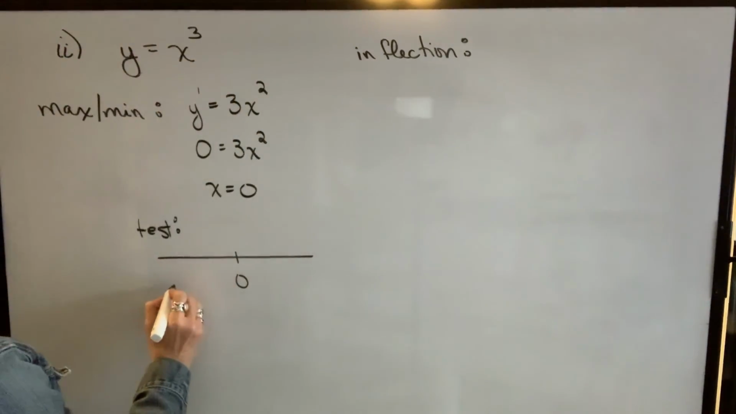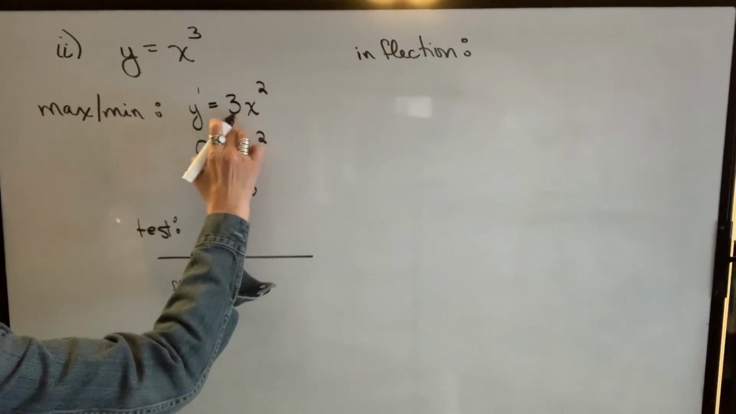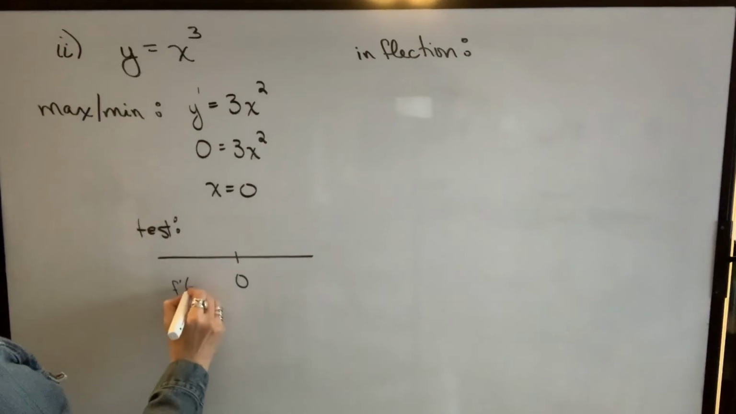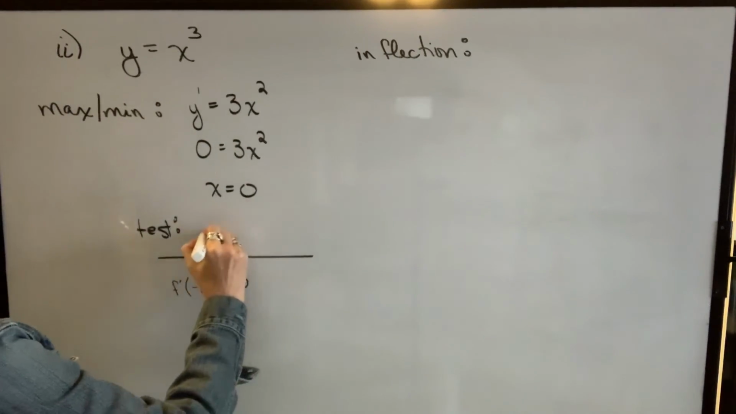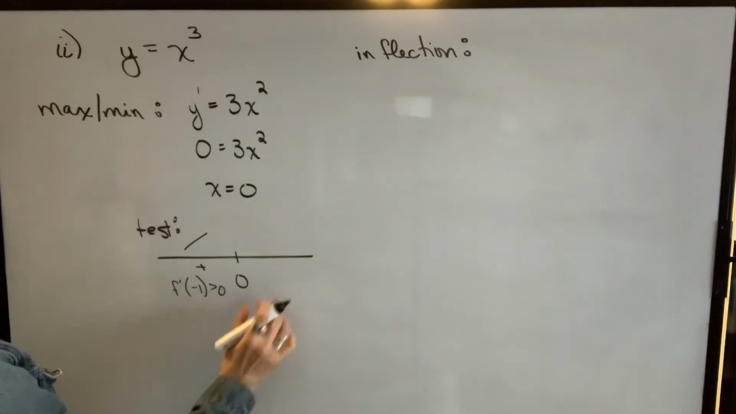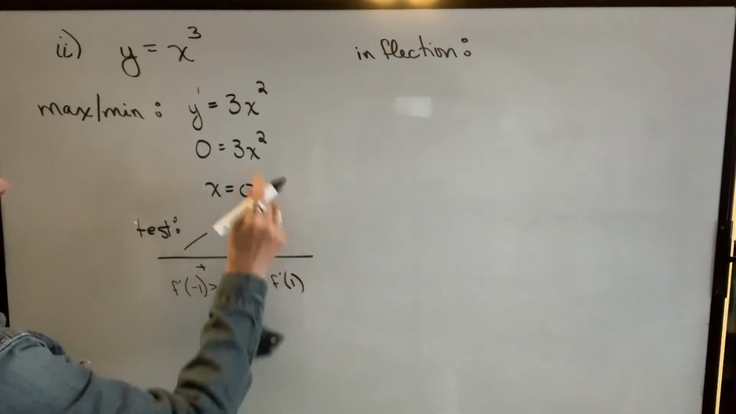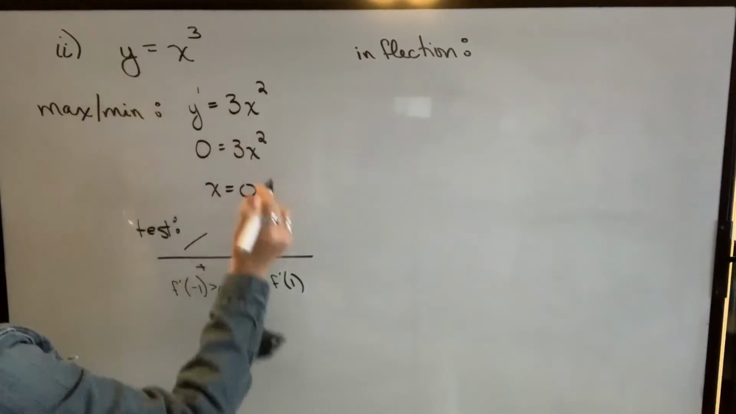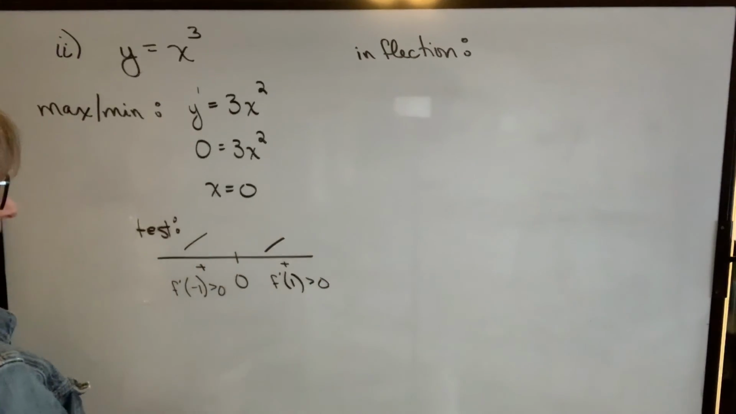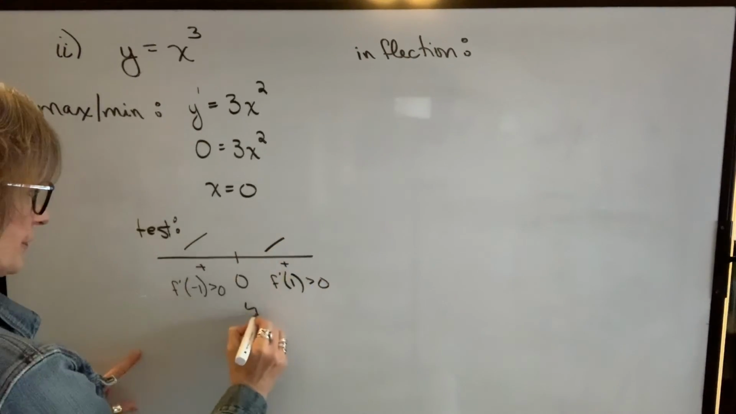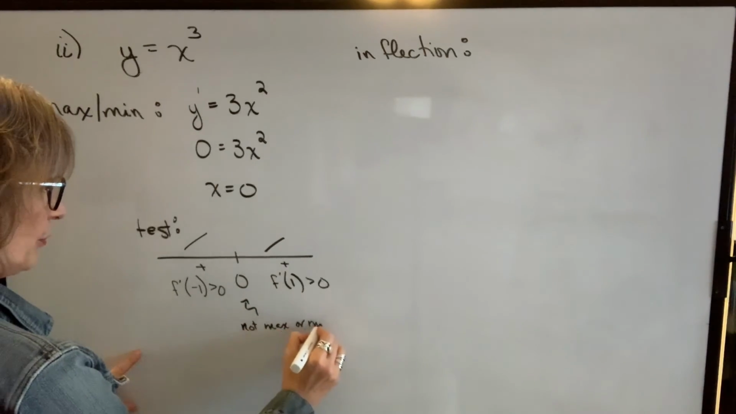So we test the first derivative to the left of 0, so we'll pick -1. When we put -1 in our first derivative, it will be positive. So that means the function is increasing in this interval. Then we test the first derivative in this interval. We'll choose 1, put 1 in our first derivative, and we get a positive value as well. So the function is increasing in this interval as well. So this is not a max or minimum point.